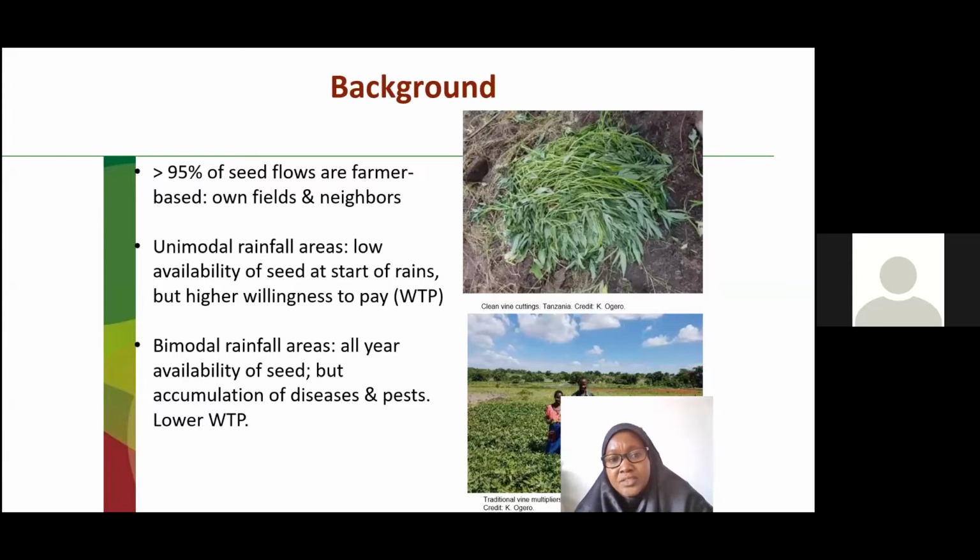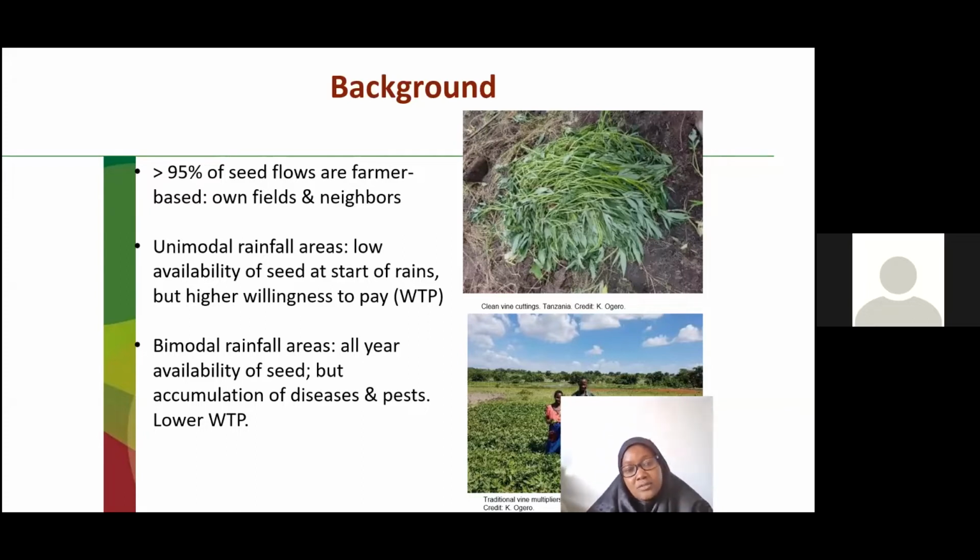More than 90% of seed flow is farmer-based, meaning that farmers use seeds from their own fields or neighbors. In the Lake Zone, the area is characterized by two rain patterns. One is unimodal rainfall, where the area receives rainfall once a year, and this results in low availability of seed at the start of the rain season. But in these areas, farmers' willingness to pay is higher.